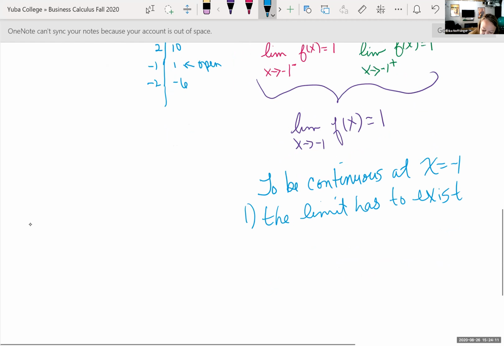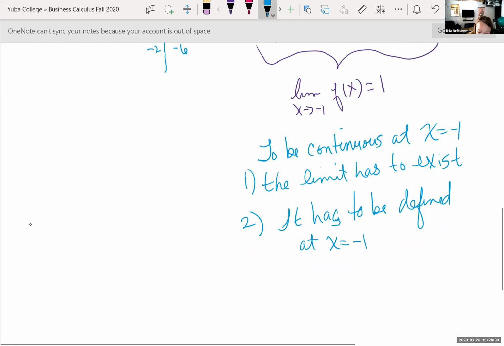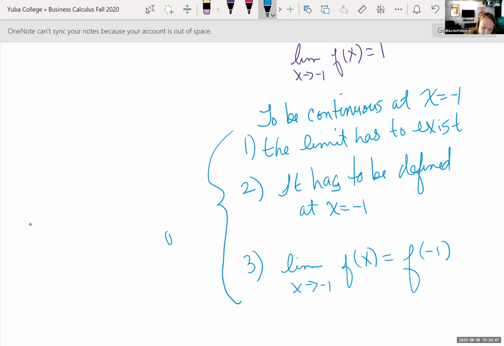It has to be defined at x equals -1. And the other stipulation that has to hold is that the limit as x approaches -1 of f of x has to equal f of -1. So if all three of these hold, then it's continuous.